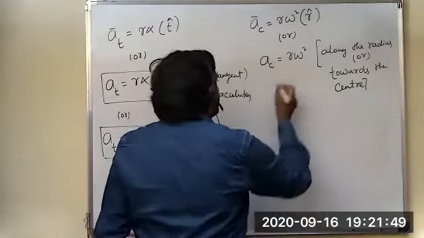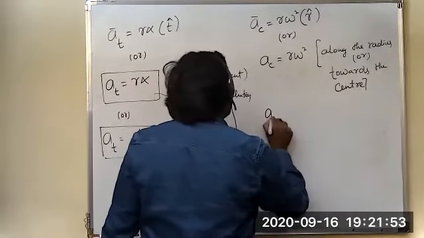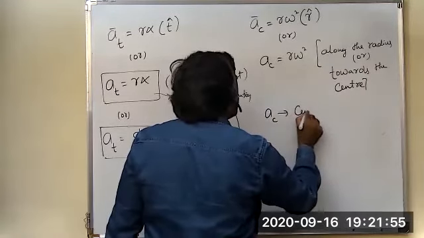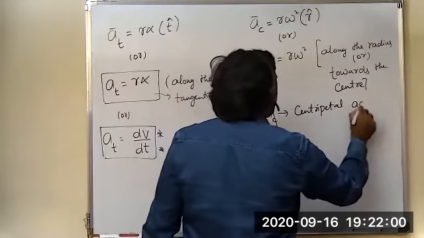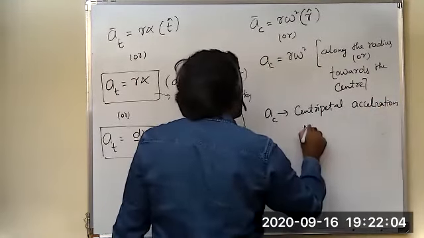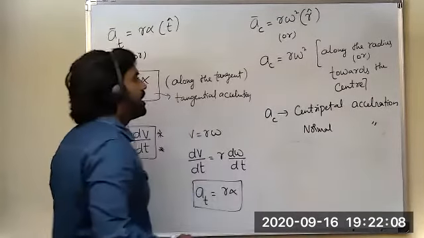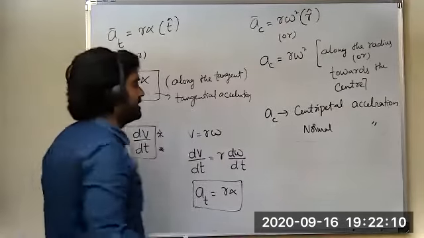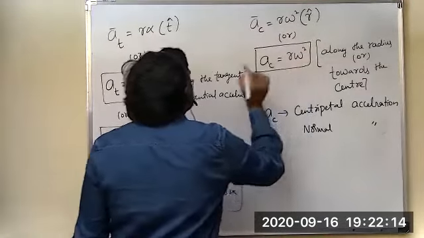So listen, AC is equal to R omega square, and the name of AC is centripetal acceleration. Or else, students, sometimes it is also called normal acceleration. Both are same. And it always acts towards the center. Understood, students? And its magnitude is given as R omega square.